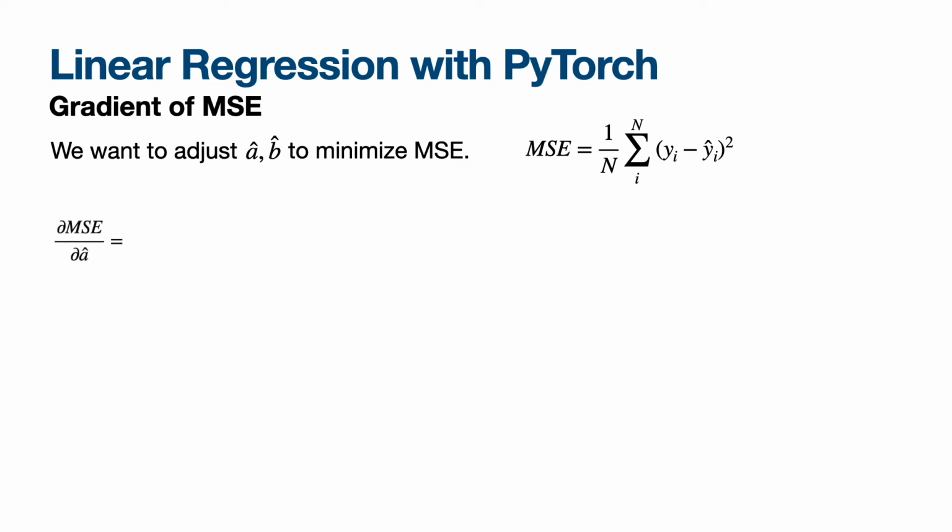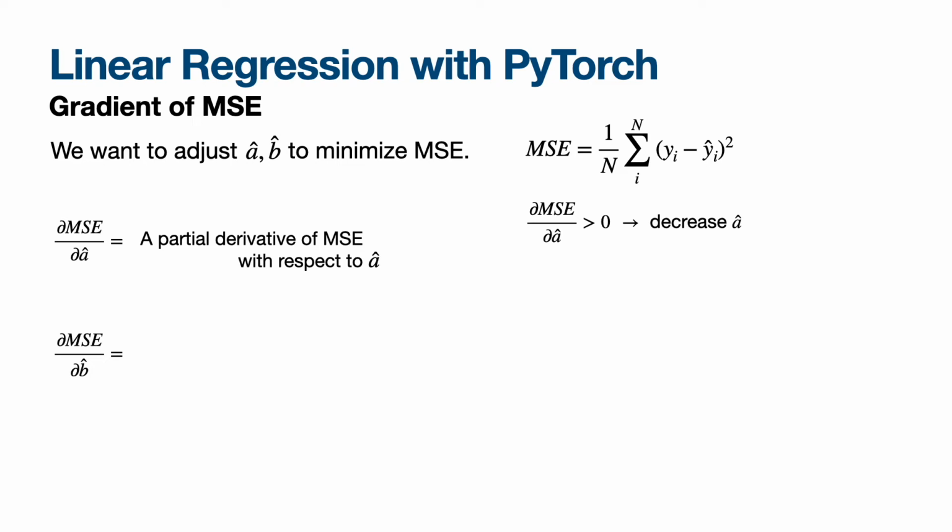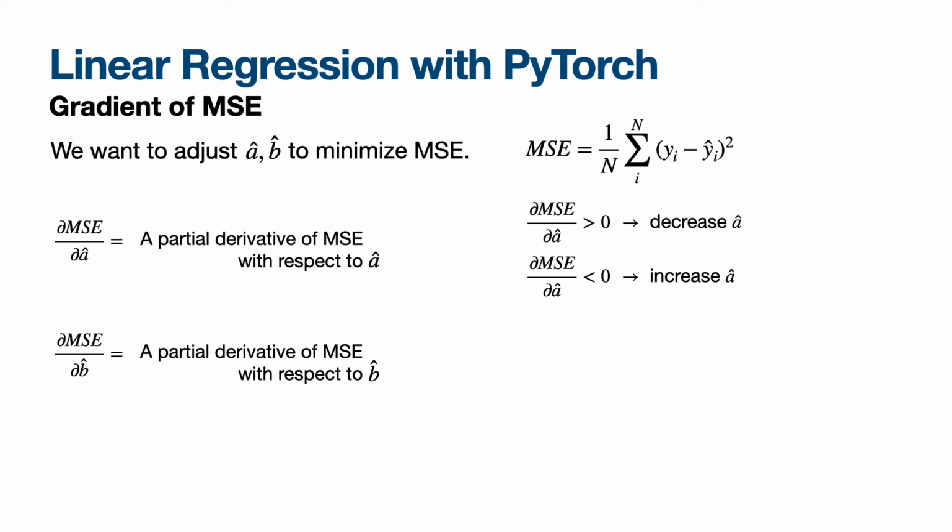We need partial derivatives of MSE with respect to a hat and b hat, so that we can adjust them in the direction to reduce the value of MSE. So, what is a partial derivative? A partial derivative of MSE with respect to a hat tells us how much MSE changes when increasing a hat while keeping everything else fixed. If it's positive, we should decrease a hat to reduce MSE. If it's negative, we should increase a hat to reduce MSE. Similarly, if the partial derivative with respect to b hat is positive, we should decrease b hat to reduce MSE. If it's negative, we should increase b hat to reduce MSE.